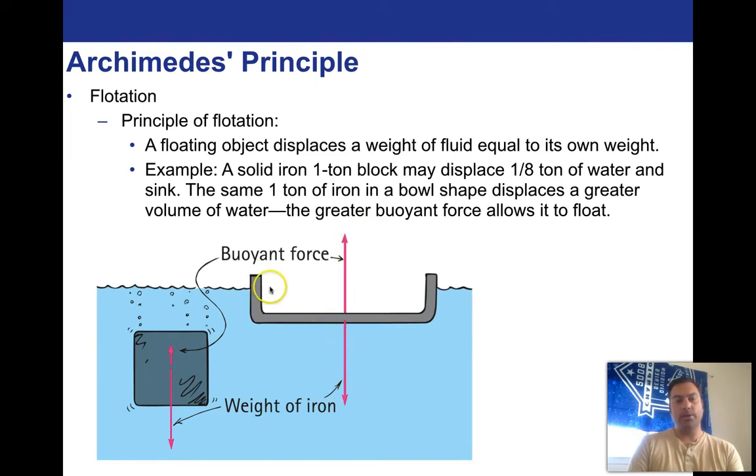And as long as you're able to sink it down and prevent the water from coming in and overwhelming this, it's able to drop in, and you are able to actually get a piece of iron to float. This is how battleships float. This is how aircraft carriers float. This is how tanker ships float and rowboats float, right?